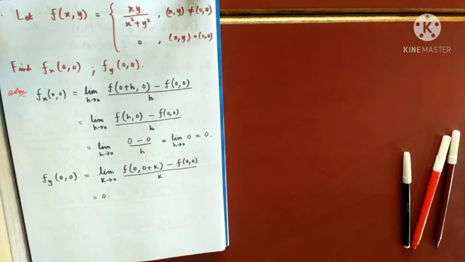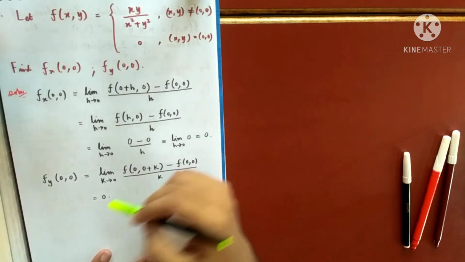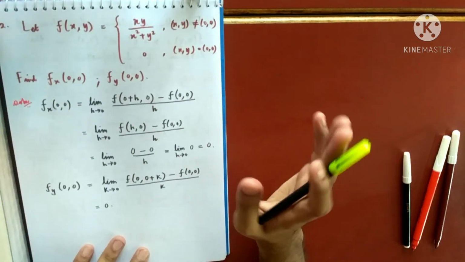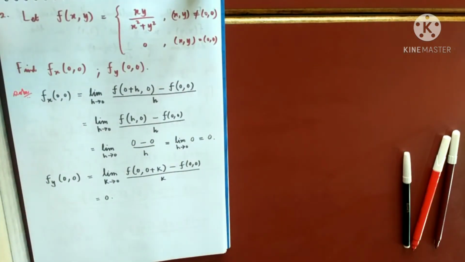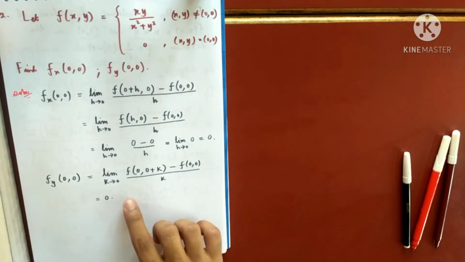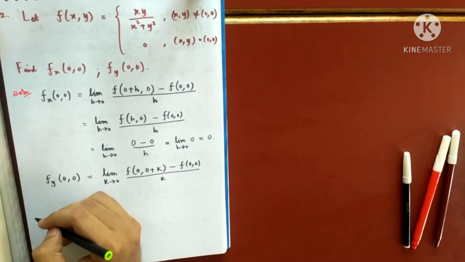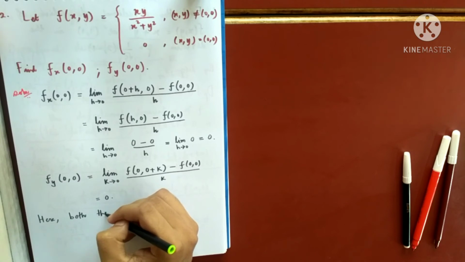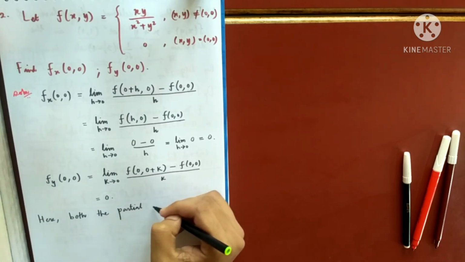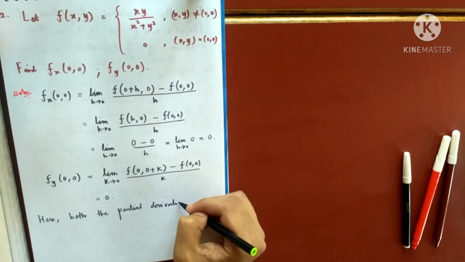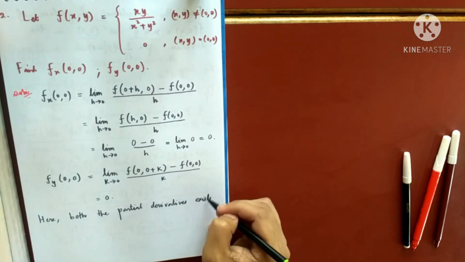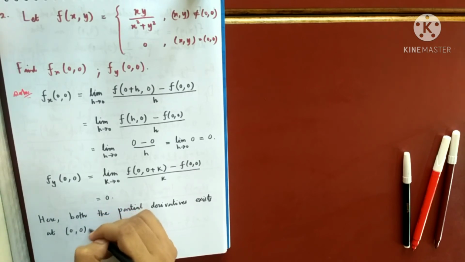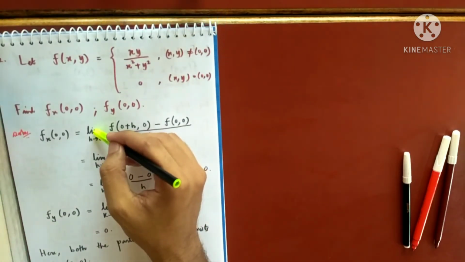In general, the partial derivative with respect to x and the partial derivative with respect to y at some point may not be equal, but in our case, they are both 0. That may be just a coincidence and nothing else. But in general, they are not the same. What I am seeing here is that both the partial derivatives exist at 0, 0. That means I can find the value of this limit.